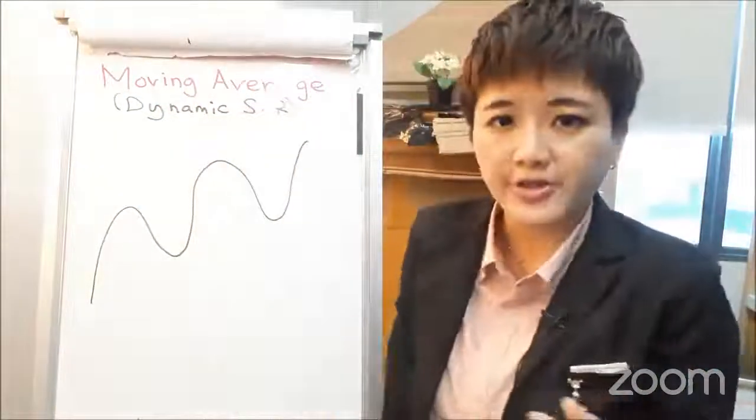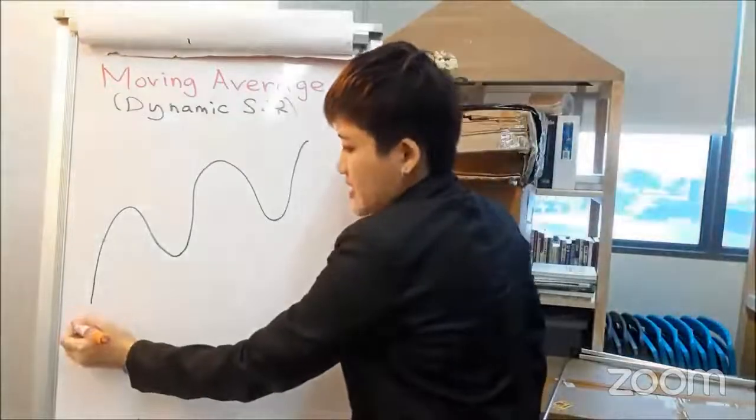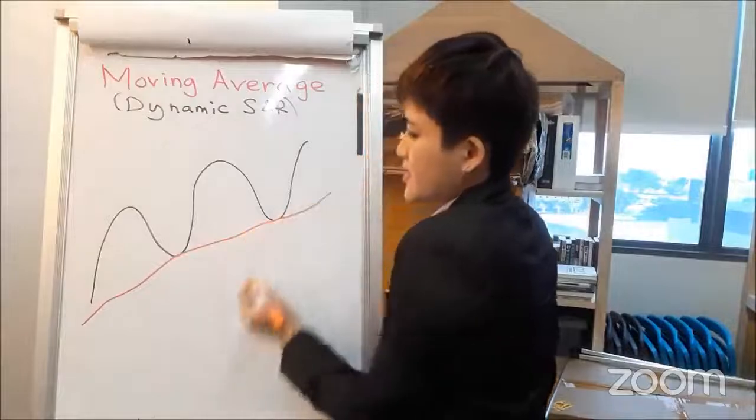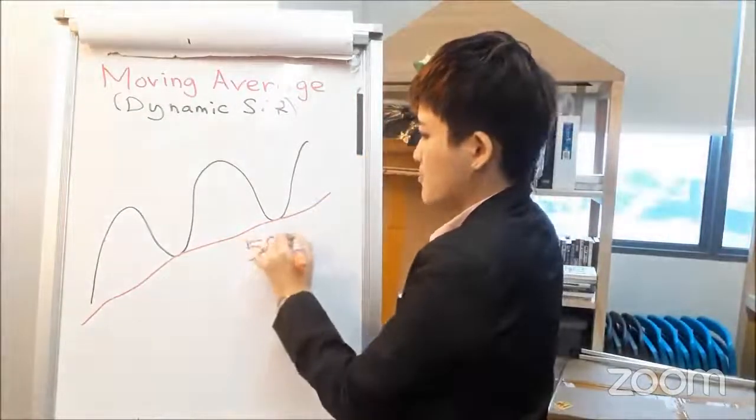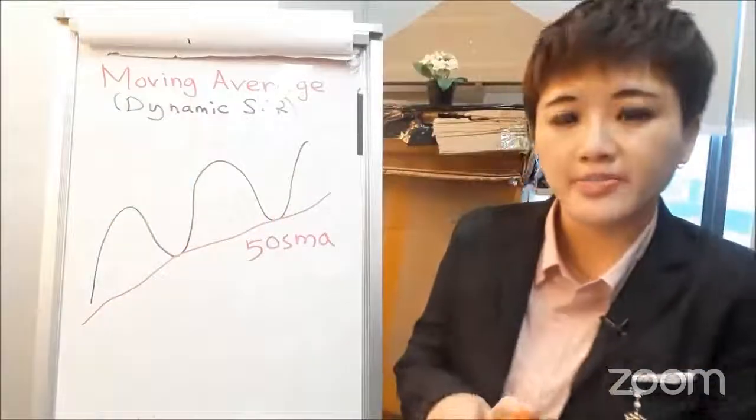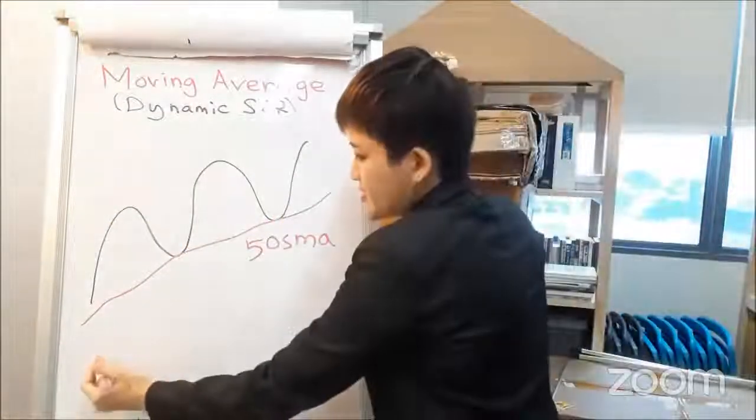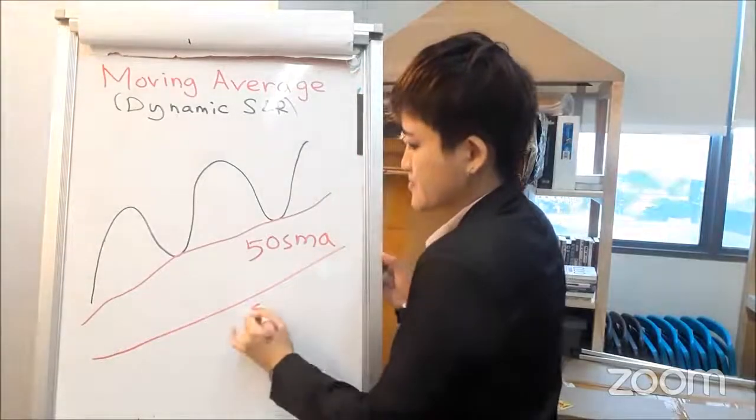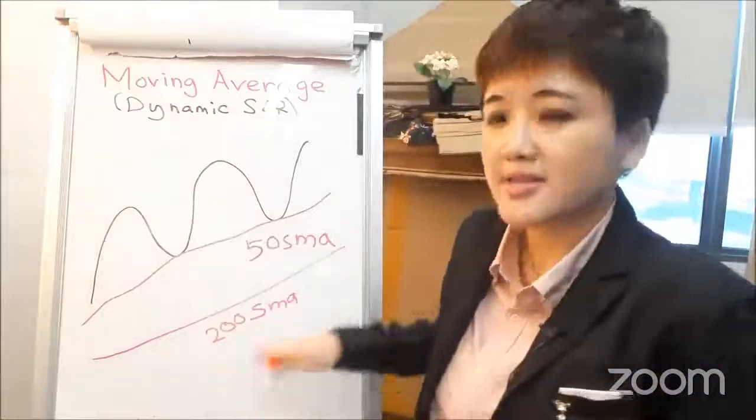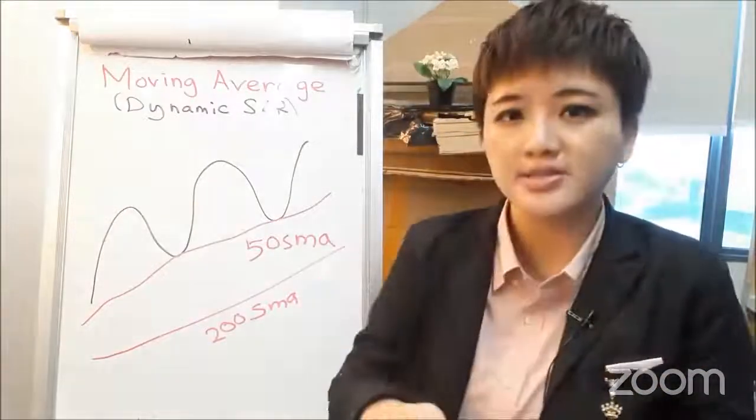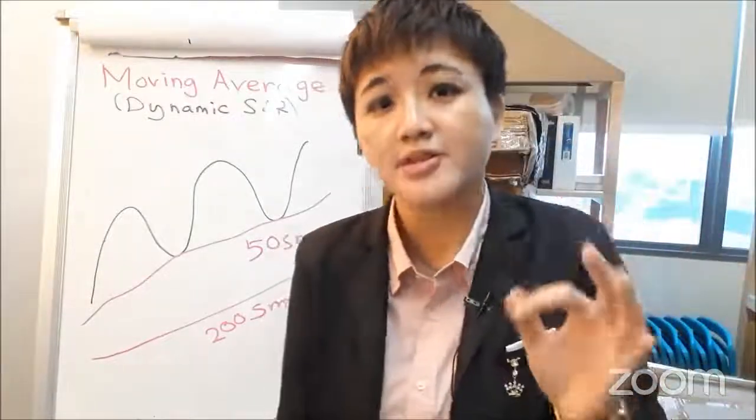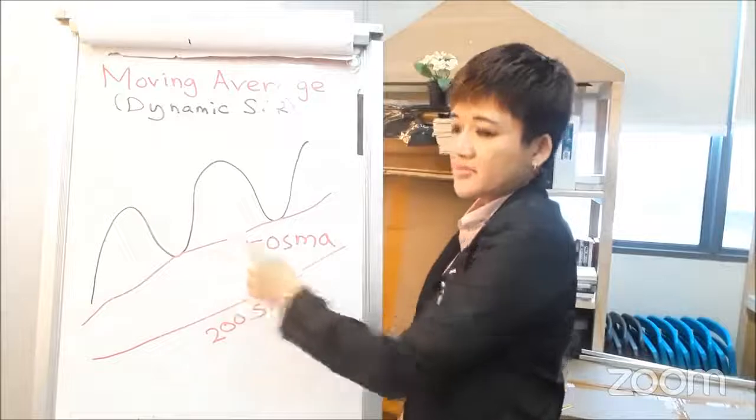Okay? Because let's say if you have a 50 SMA, a lot of times you realize that it will often cause the price to bounce off from it. If you are using a larger moving average like 200 SMA, the price is not going to come down and test 200 SMA as much as 50 SMA, because the smaller the value, the more often the price is going to test the moving average.